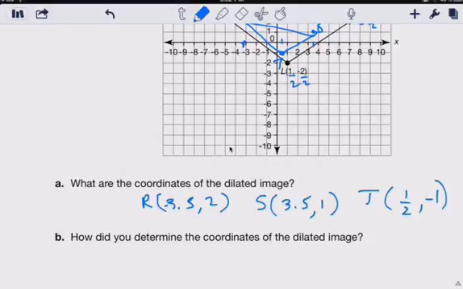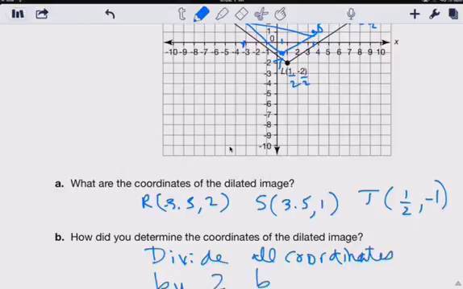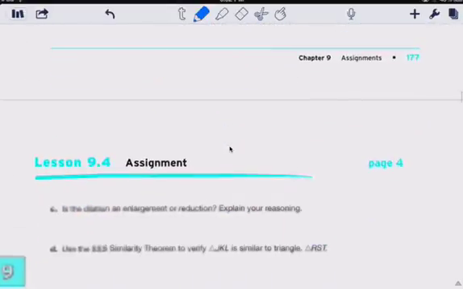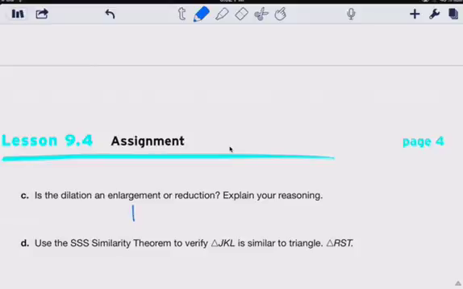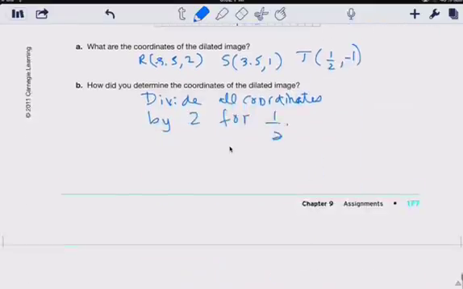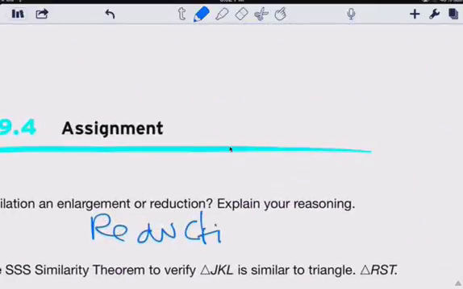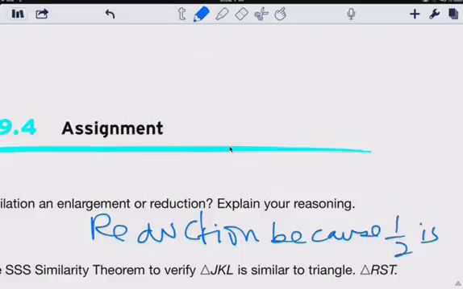How do you determine the coordinates of a dilation? Divide all coordinates by 2 for a half. It's a reduction, because a half is less than 1.